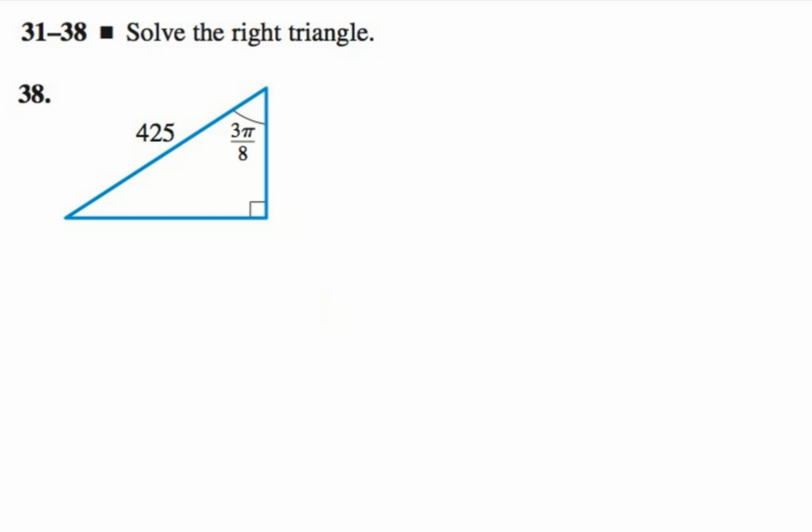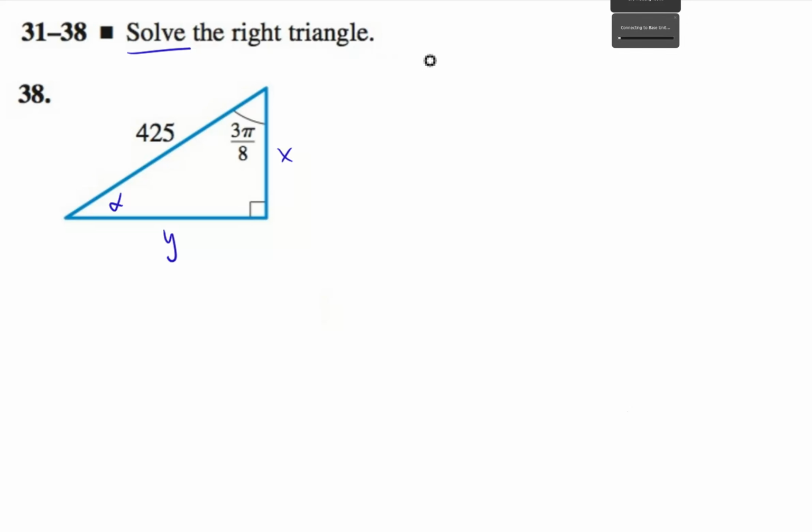This last problem here says to solve the right triangle. I guess we need to talk about what it means to solve a triangle. When you solve a triangle, basically you need to find all the unknown sides and angles. So this has one unknown angle and two unknown sides. I guess I'll call them x, y. So first let's find the angle.